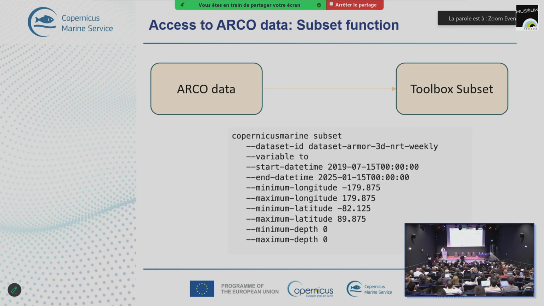So I think the main function of the toolbox is to use this famous ARCO data, infamous ARCO data that we talked about, because the idea of this ARCO data, cloud optimized, is to be subsetted. Instead of getting the whole data locally on your computer and trying to get whatever you want, it is to directly get whatever you want. So we have the subset that we call.